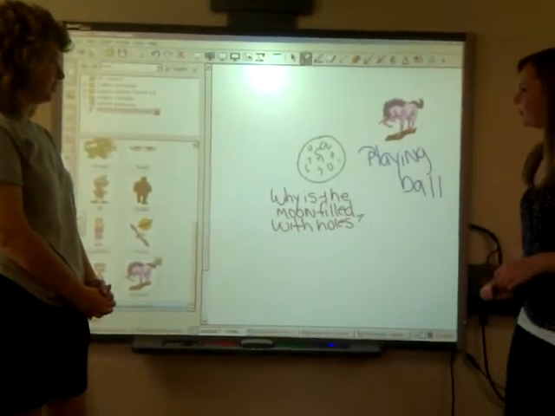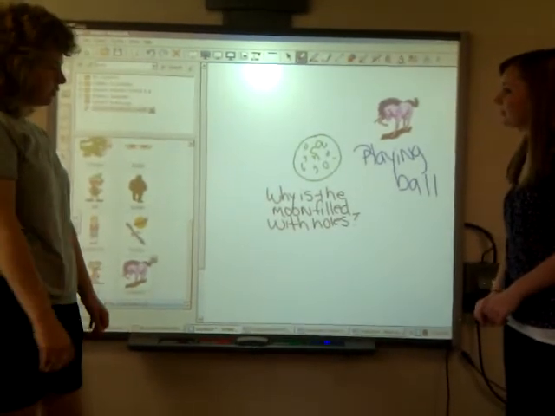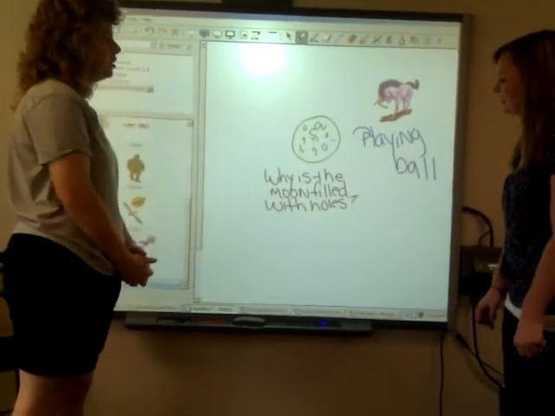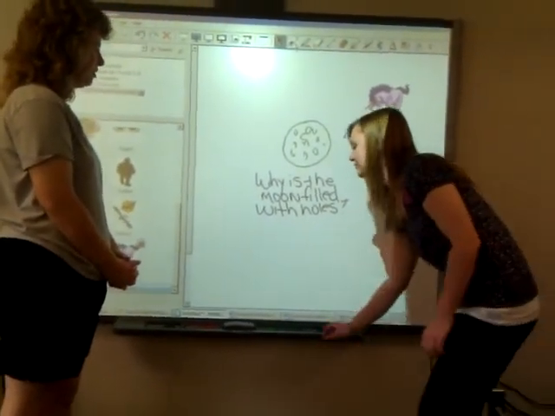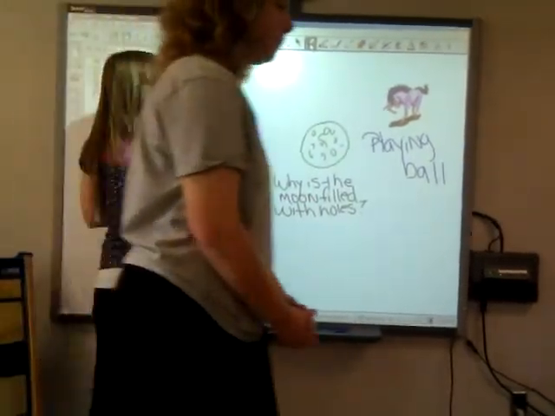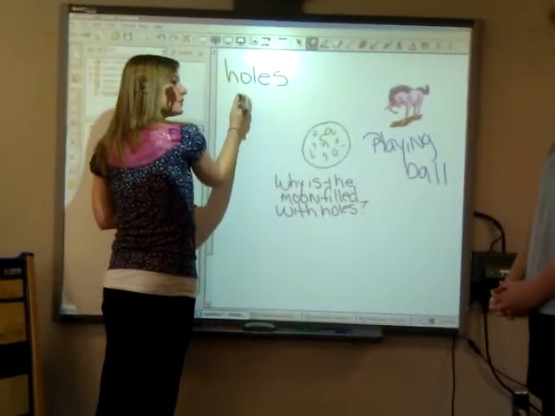What problem did the unicorn have, or did the unicorn have a problem with the ball? It had a problem because every time it tried to hit it with its head like the other horses, it kept poking holes. That's a very good observation. So we can take a picture. So you're telling me that the holes in the moon are from the unicorn's horn? Yes.